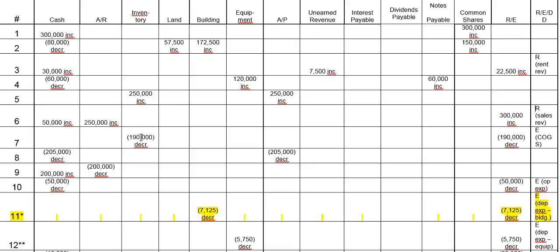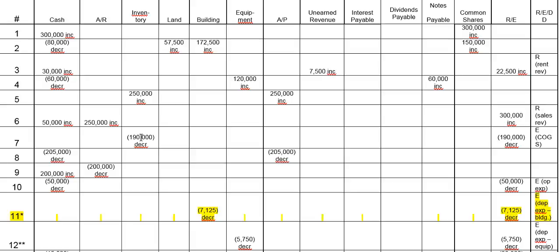Hi folks, welcome back to our next video, which is going to look at where we left off with the transaction analysis. And now we're going to use some of the data that we have in the transaction analysis template in order to put together our statement of income. So how can we use it?